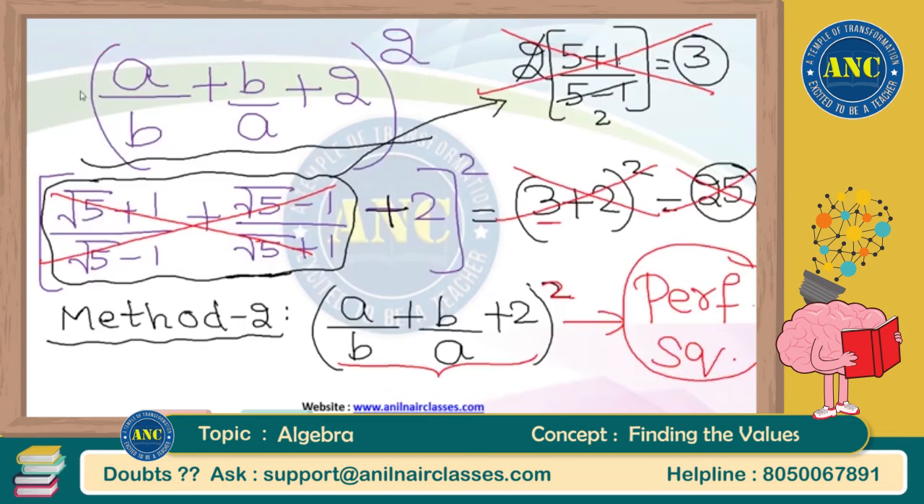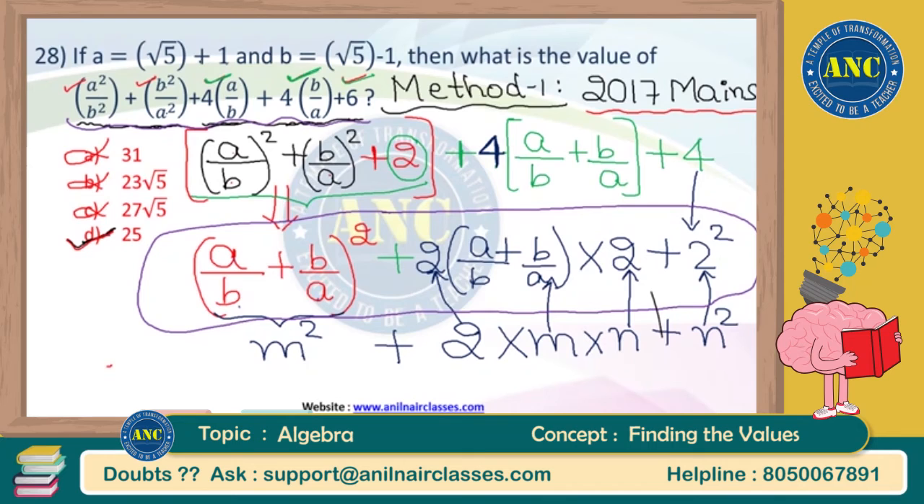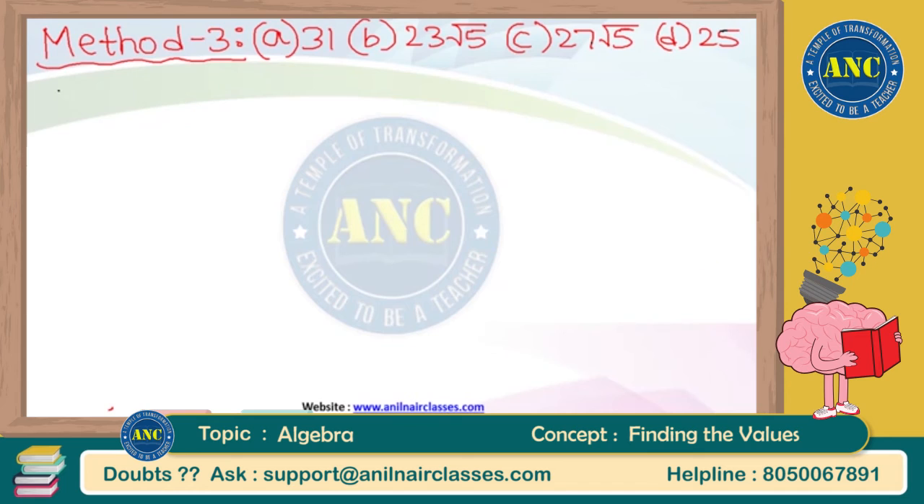Now what have they given in this question? A value is root 5 plus 1, B value is root 5 minus 1. Now see here, sir, a beautiful way of solving. A value is root 5 plus 1. Root 5 is approximately 2.2. 2.2 plus 1 is 3.2. B value is root 5 minus 1. 2.2 minus 1 is 1.2. Now what are they asking in the question? What is being asked in the question? The question says you need to find a by b whole square.